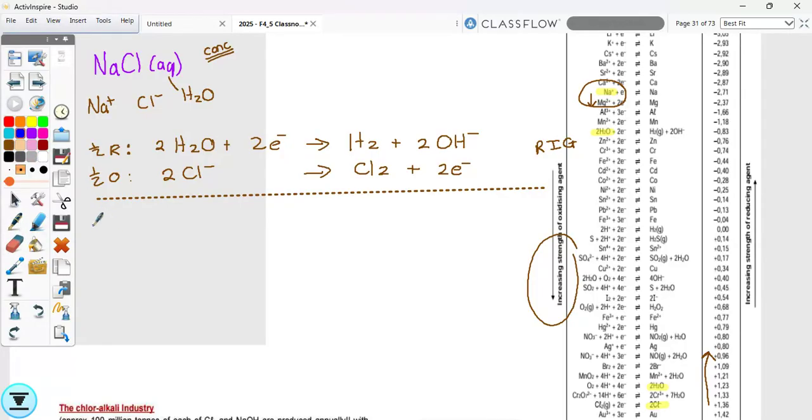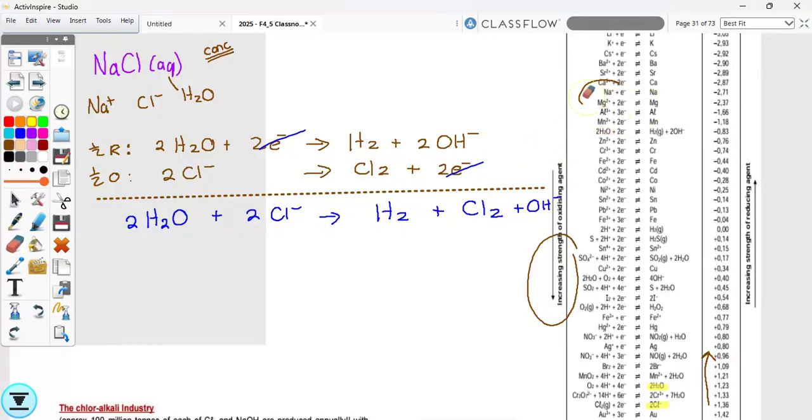Now we can write our net ionic equation, and you can see that it's 2H2O, and this is why our reaction had the water in it, plus 2 Cl minuses. The electrons cancel out again, forming H2 plus Cl2 plus OH minus.